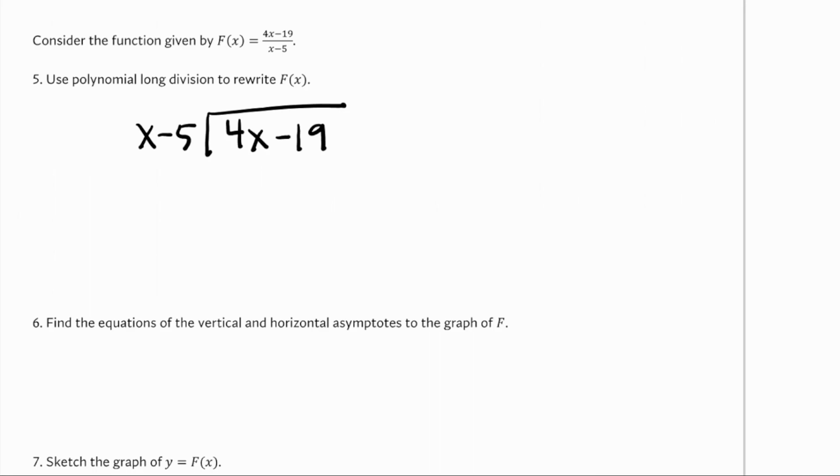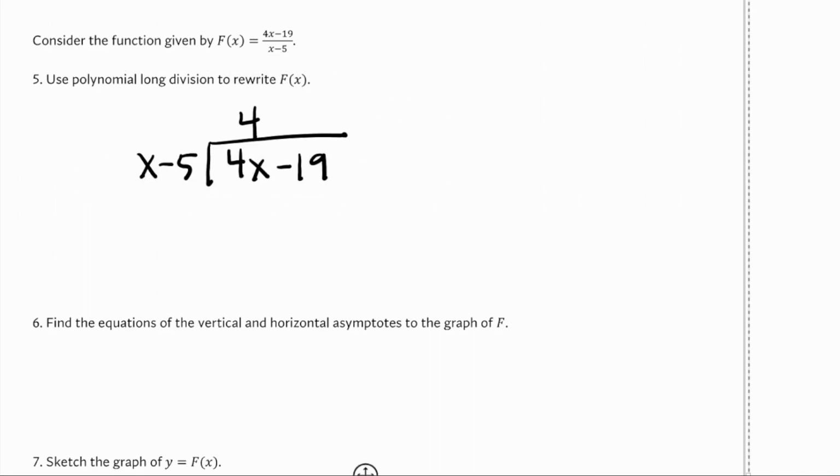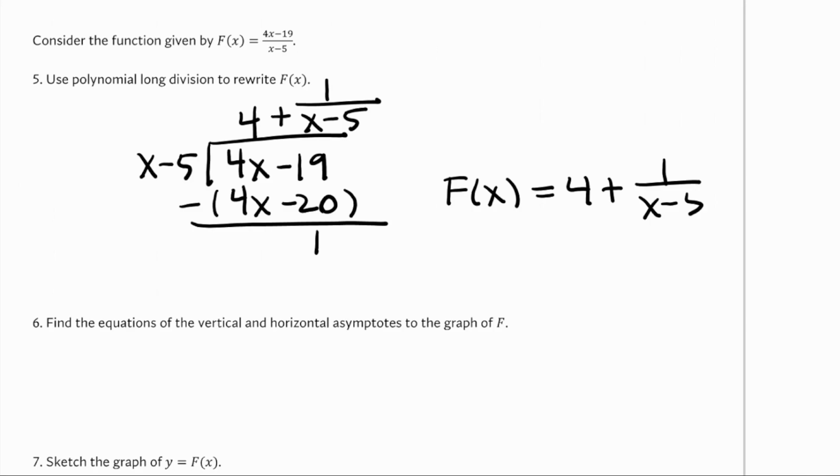Okay, so I think to myself, if I multiply x by something to get 4x, then that would be a 4. I'm going to move this down a little bit so I have plenty of room. So I have 4x minus 20, and if I subtract this, 4x minus 4x is 0, and negative 19 minus negative 20, that's negative 19 plus 20, that's going to be 1. So plus 1 over x minus 5. So my rewrite would be f of x is 4 plus 1 over x minus 5, making it look exactly like those ones that we were graphing last time.